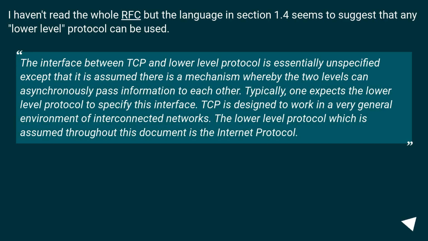I haven't read the whole RFC, but the language in section 1.4 seems to suggest that any lower-level protocol can be used. The interface between TCP and lower-level protocol is essentially unspecified except that it is assumed there is a mechanism whereby the two levels can asynchronously pass information to each other. Typically, one expects the lower-level protocol to specify this interface. TCP is designed to work in a very general environment of interconnected networks. The lower-level protocol, which is assumed throughout this document, is the Internet Protocol.